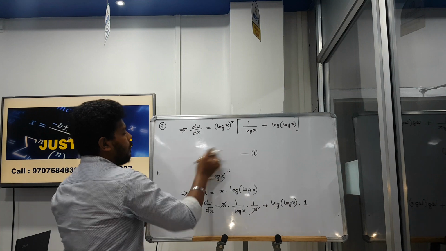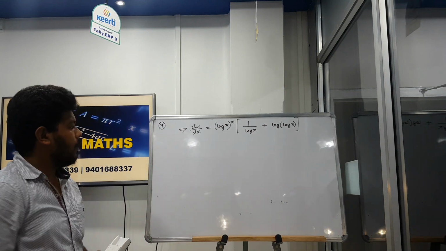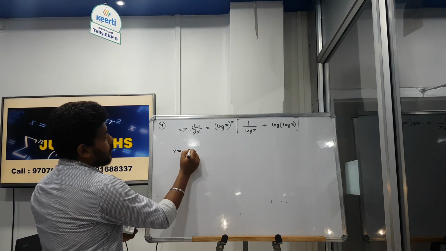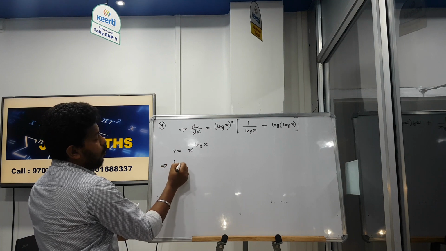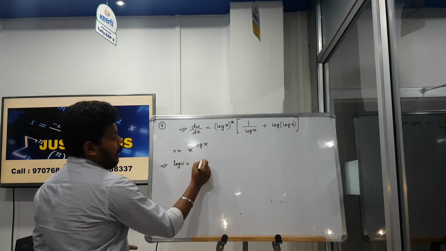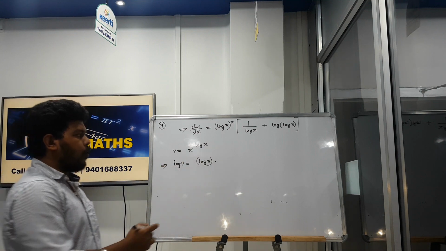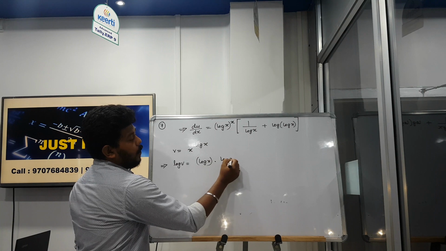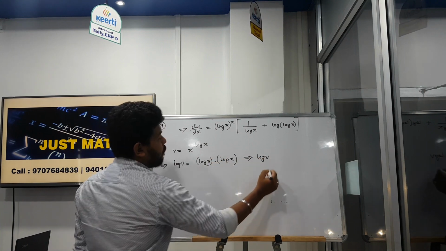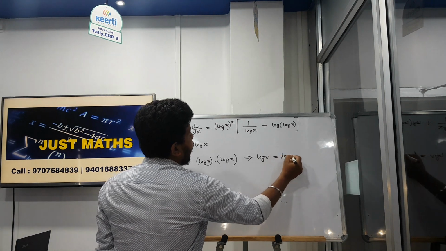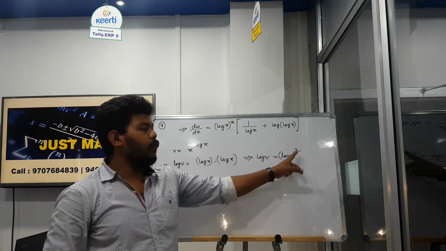Similarly, v is equal to x to the power log x. If you take log v, log x is power of x. That's why log x into log x. That is, log v is equal to log of x whole square. Now it is log x square.